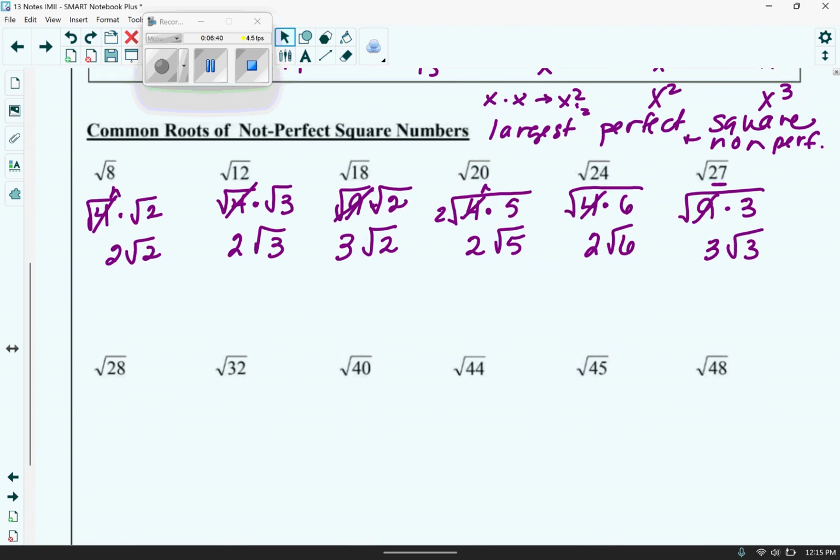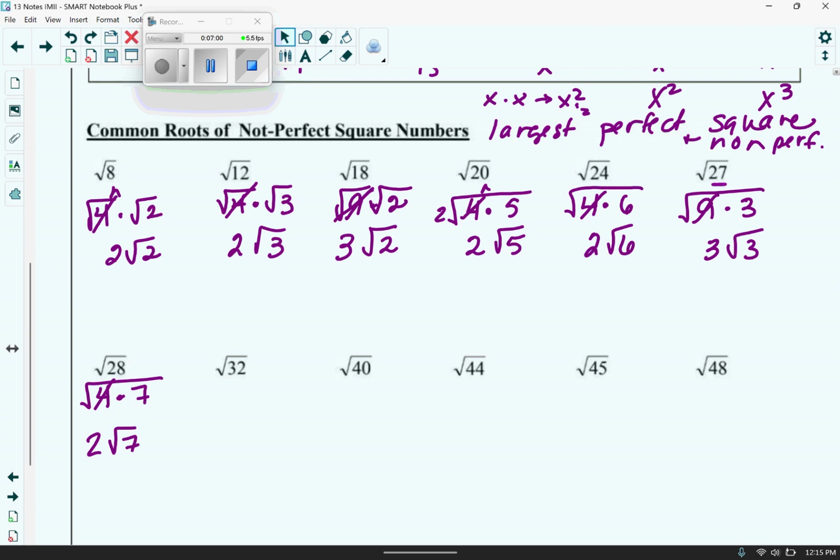Okay, the next set, 28. Half of it would be 14. Oh, 7 does go in there evenly, though. 7 and 4. 4 times 7. And the square root of 4 is 2, so it's 2 radical 7.